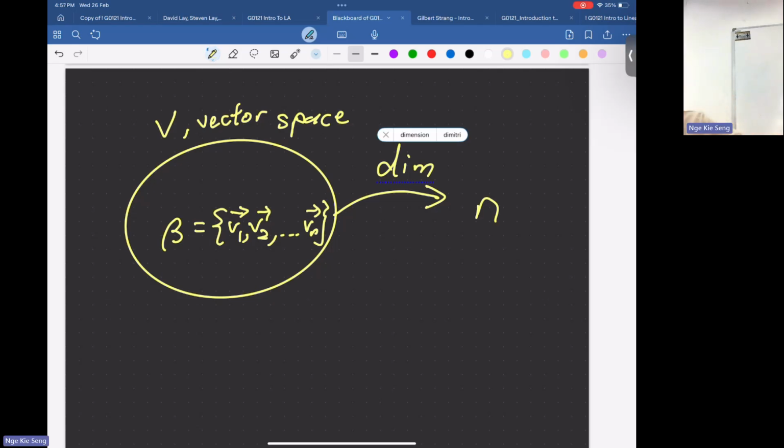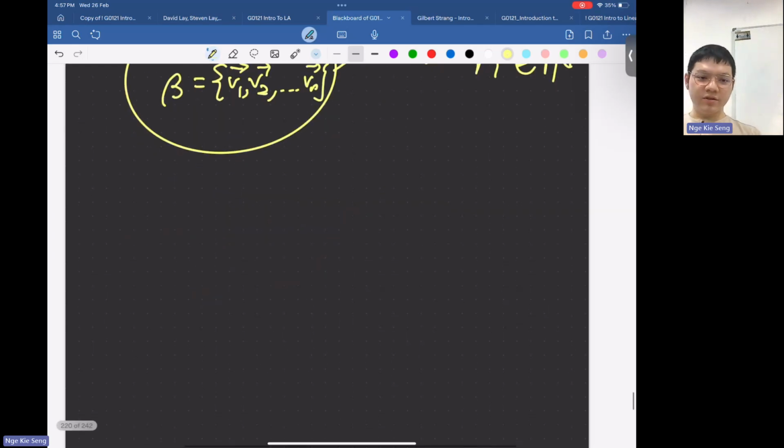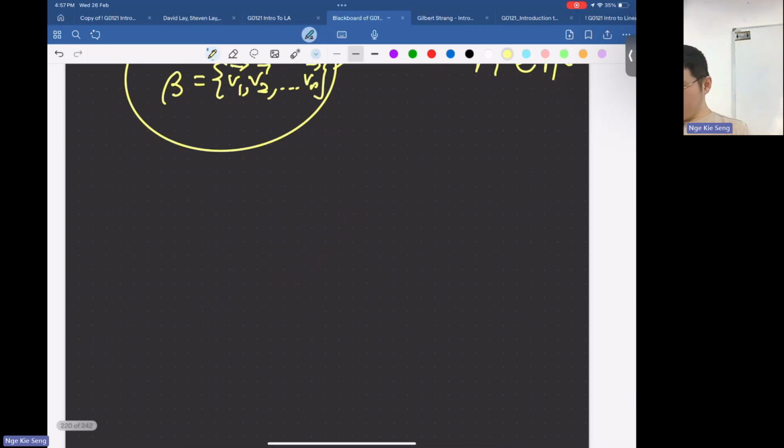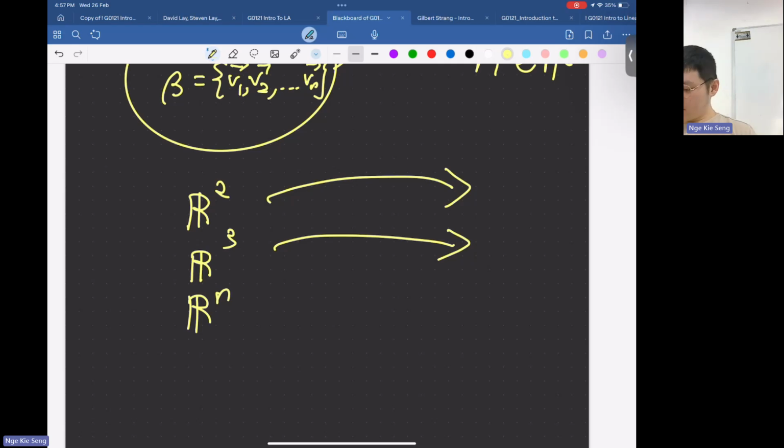Can it be negative or not? Can you count negatively? Cannot. So it's a positive number, or say a natural number: 1, 2, 3, 4, 5, 6, 7, 8, 9, 10. So this is a construction. For example, R2, R3, Rn. What are the dimensions? R2, the dimension is 2. R3 dimension is 3. And Rn is n.